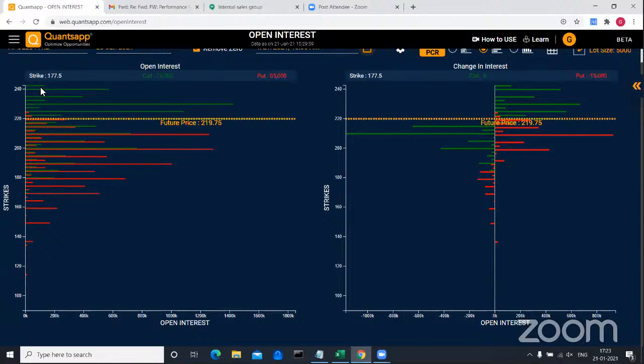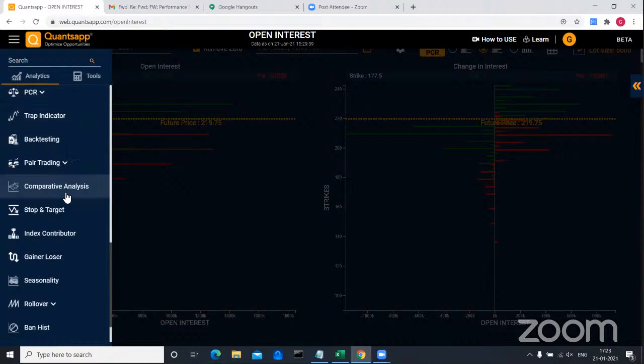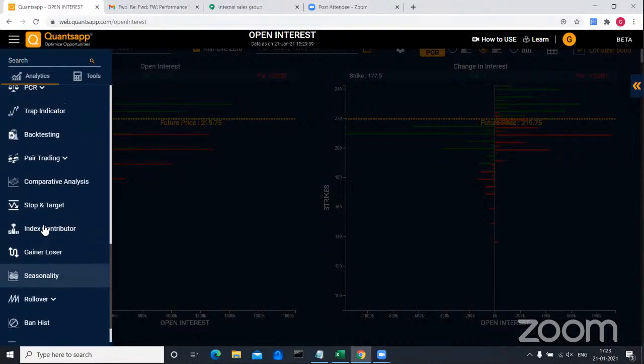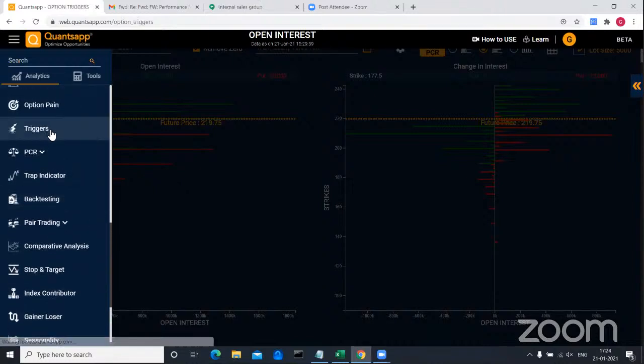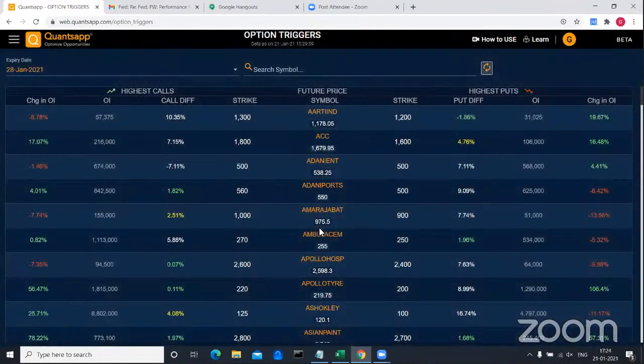So this is what you can analyze with the help of the trigger: how the stocks are placed, where they are trading, whether they are near the highest call and highest put, how they are doing, what the confidence level or the nervousness is, whether they are showing confidence or nervousness at that particular highest level. So this was about the triggers, and this was a small demo about the triggers.